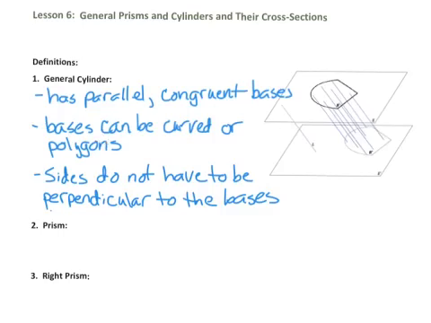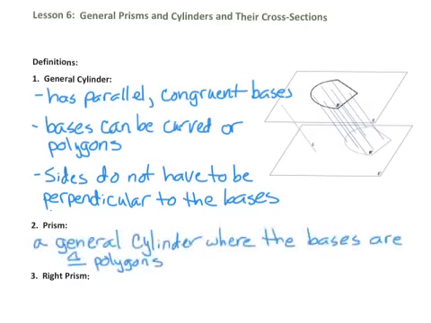So within that family of cylinders, we have something called a prism. So a prism is a general cylinder where the bases are congruent polygons. So you don't have curves. The edges are line segments.